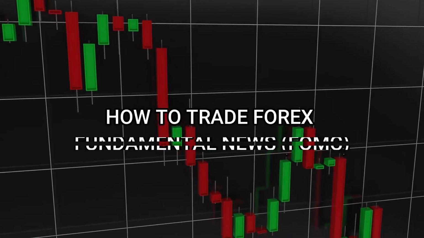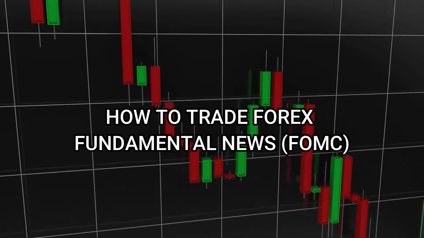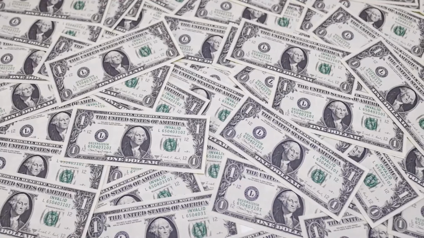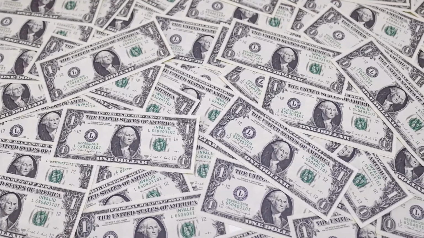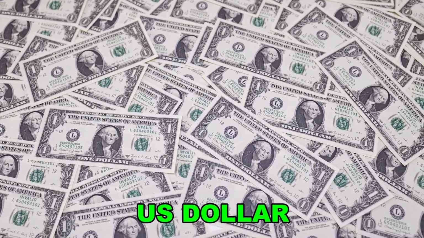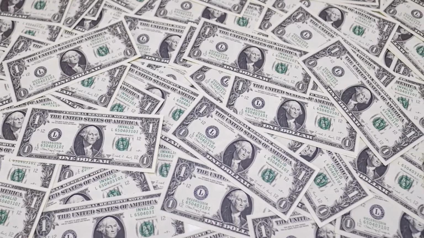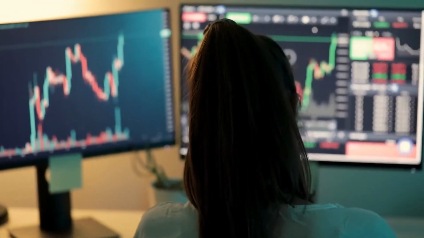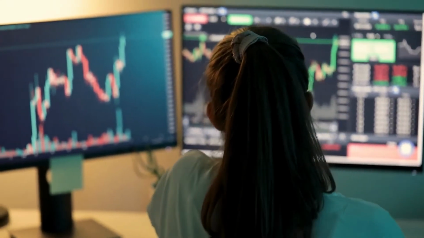How to trade Forex fundamental news, FOMC. The Federal Reserve is the most important central bank in the world because of the special role the US dollar plays as a reserve currency. Therefore, traders always pay close attention to the bank's meetings and activities.